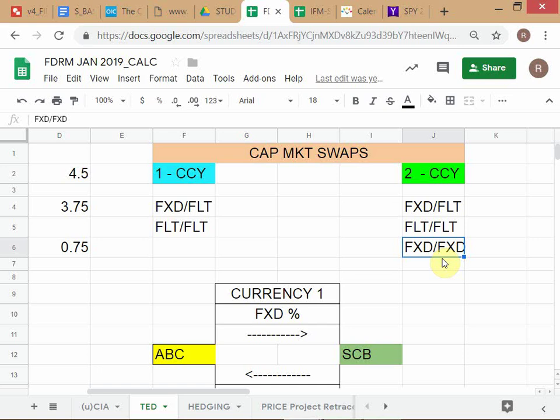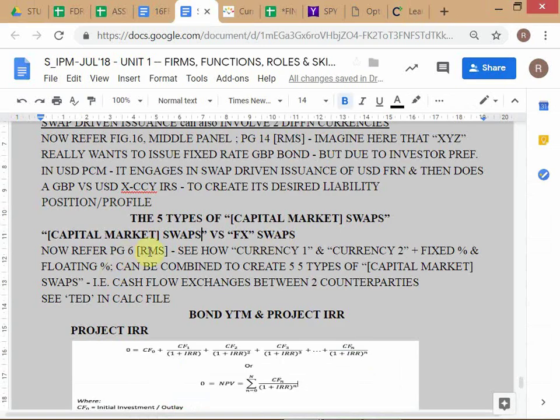I'm covering this without covering foreign exchange swaps here, because these are connected. We've had a long discussion on debt capital markets, so I wanted to complete the discussion of capital market swaps so you have a comprehensive understanding. Now you know conceptually there will be 5 categories of capital market swaps. So now we can go to this part. Refer to page 6 of RMS.